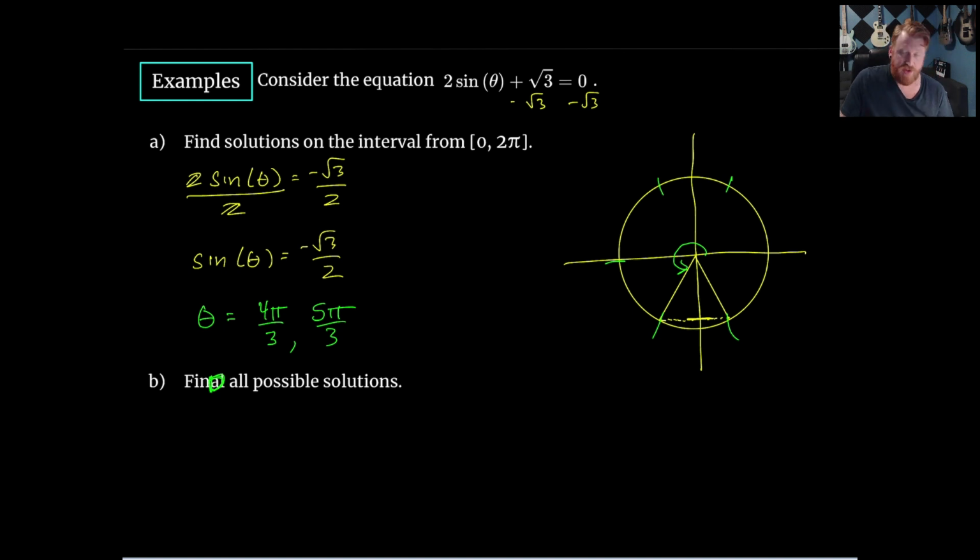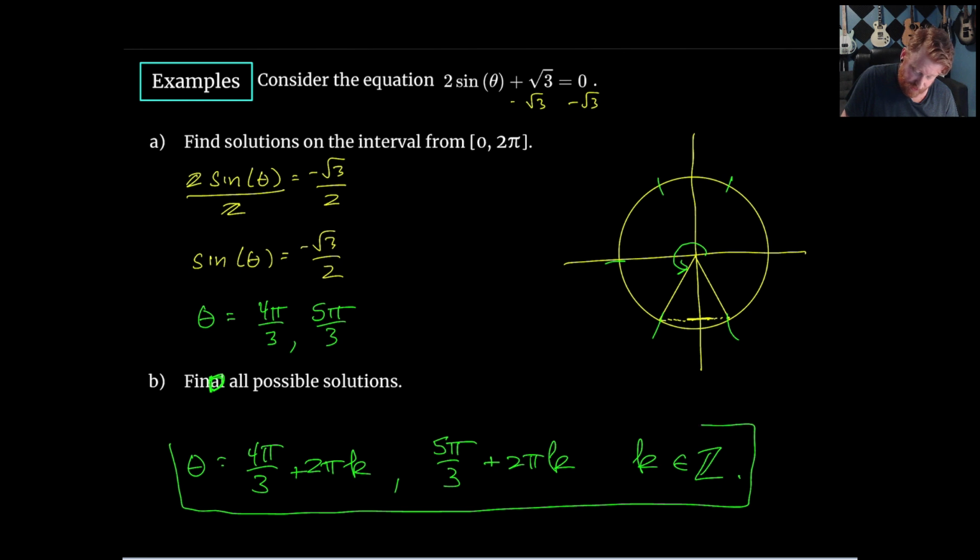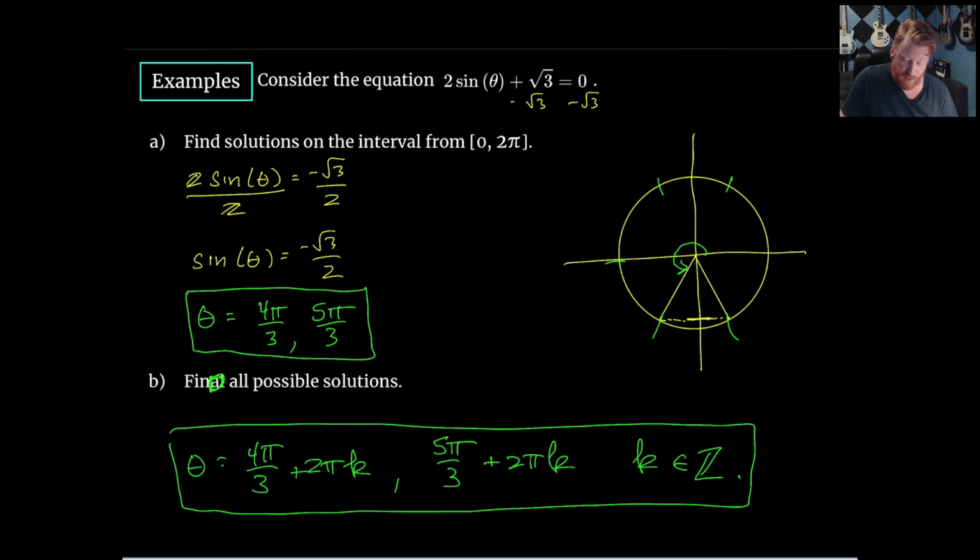Now I just want to add 2 pi k to each of these. So we will get 4 pi over 3 plus any revolution in the positive or negative direction. So plus 2 pi k, where k is an integer, and I'll write that next. And then we also have 5 pi over 3 plus 2 pi k, and then we'll write where k is in the set of integers. So there we go. Here is all possible solutions for that equation. Here are just the ones in one revolution from 0 to 2 pi.